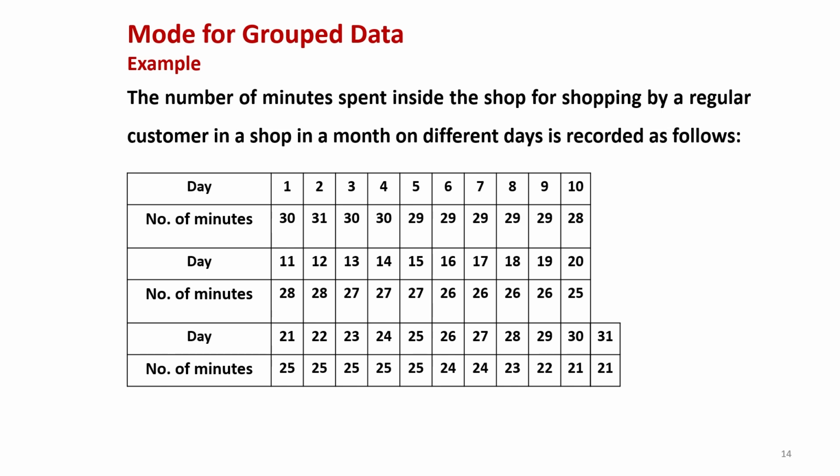And then we want to find out the mode of this number of minutes. So it is like this: on the first day the customer spends 30 minutes, on the second day it spent 31 minutes, on the third day again it spent 30 minutes, and on the fourth day it again spent 30 minutes. So you can see here up to now 30 is occurring 3 times, and so on, right?